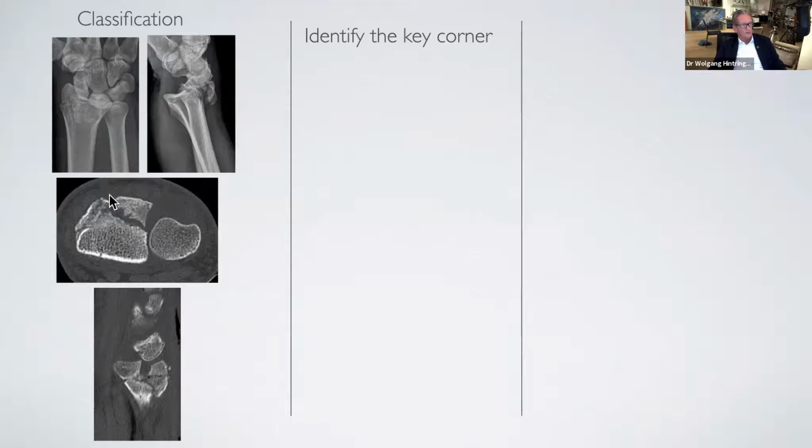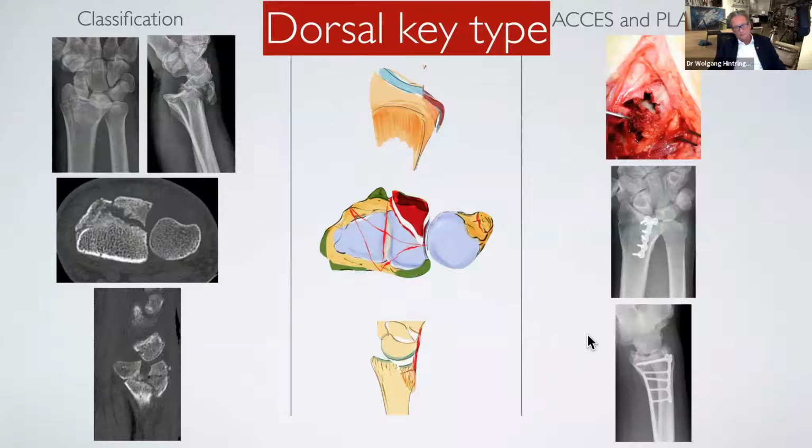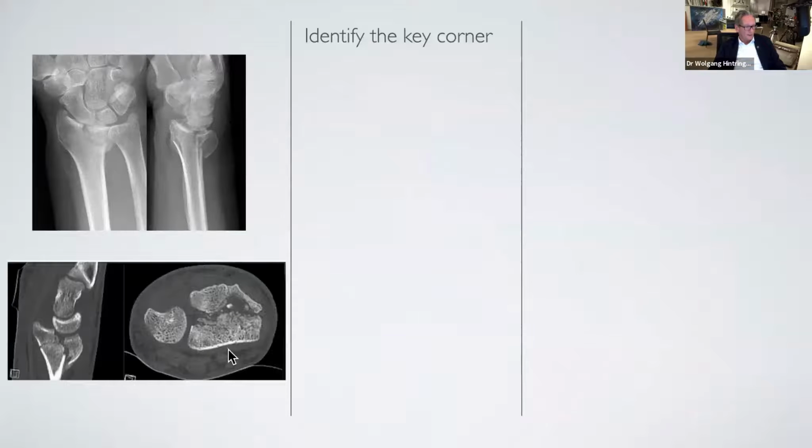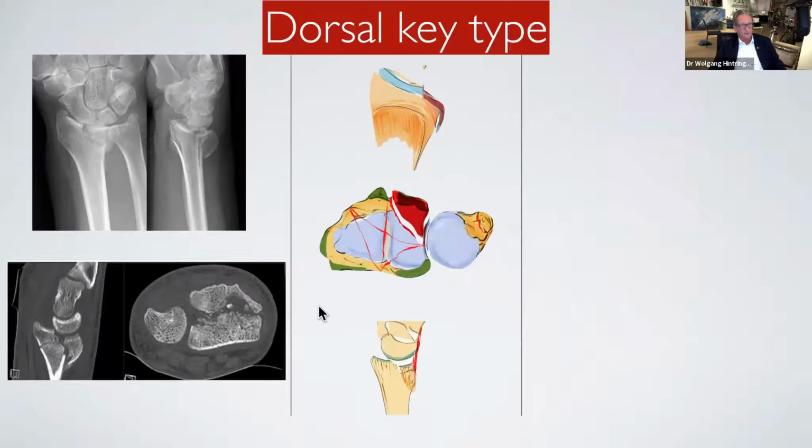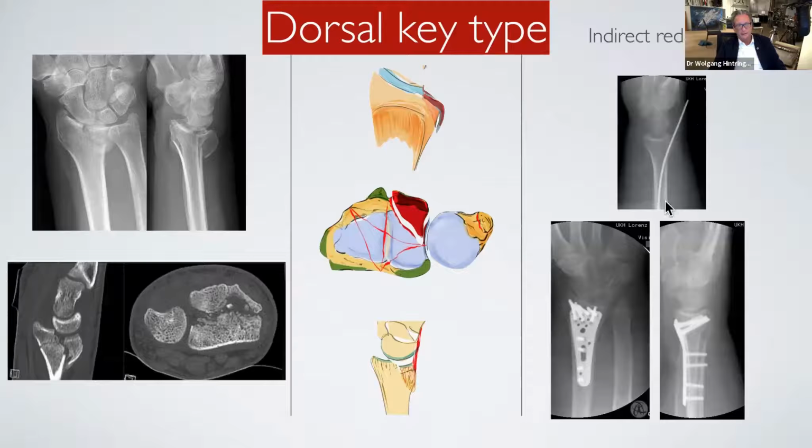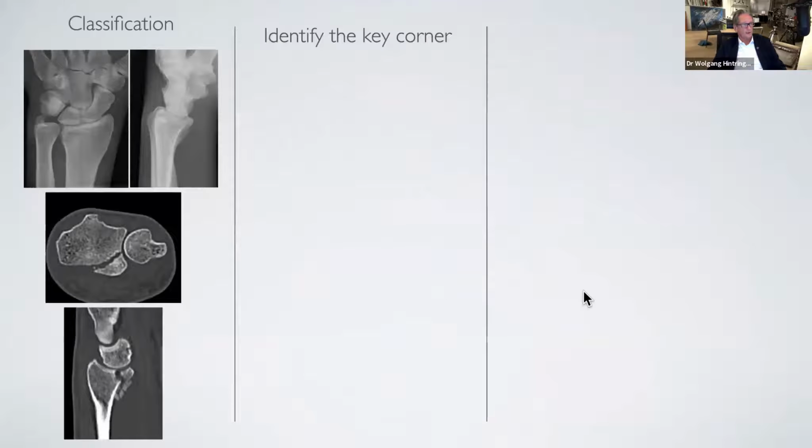Here we have that dorsal key fragment, and then you have to go in. Maybe the best one is that you go in on the dorsal side and fix the dorsal key fragment from the dorsal side. But there are other people who say, okay, when I know that I have a dorsal key fragment, and when I know the exact position of this fragment, I can also do an indirect reduction. And when your screws are in the right position, you can even do a dorsal key type from the volar side. You just have to know that your screws must be inside the dorsal fragment.